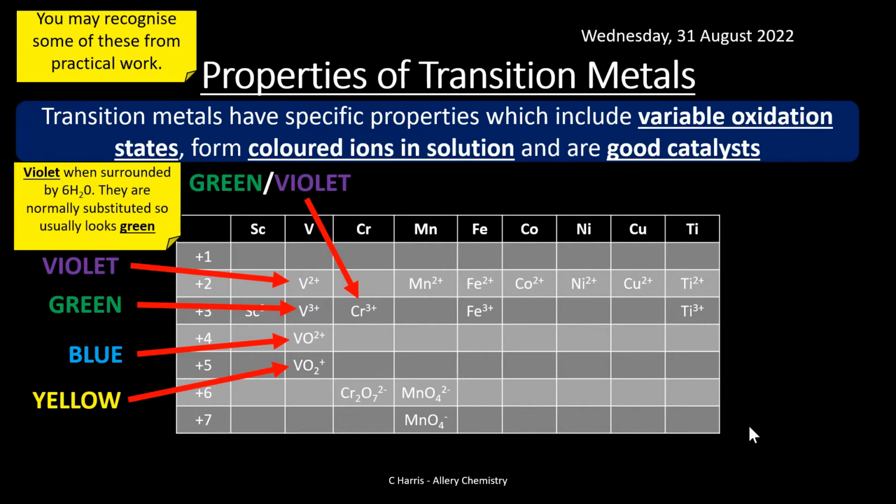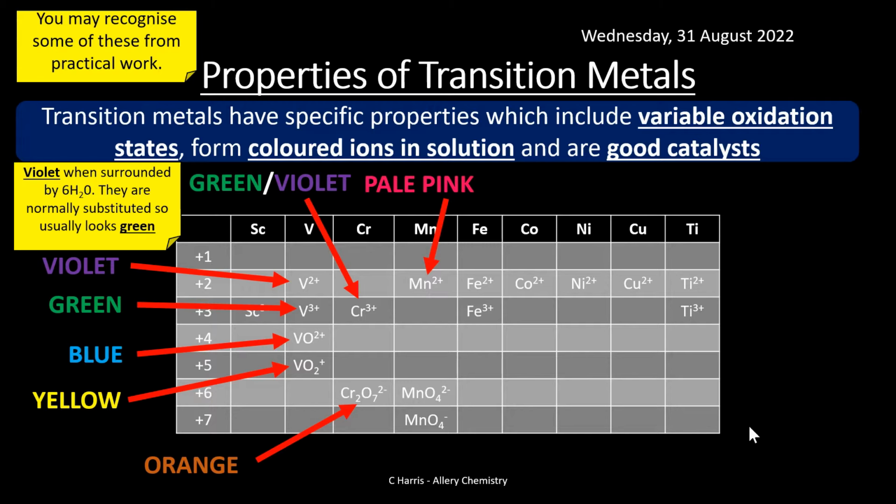Chromium is green or violet, so it's violet when it's surrounded by 6 water ligands, and we'll look at ligands later on. But they're normally substituted, so they look actually green when you do it. Dichromate is orange. Again, you might have seen these in the alcohols topic, so the hydroxy group topic.